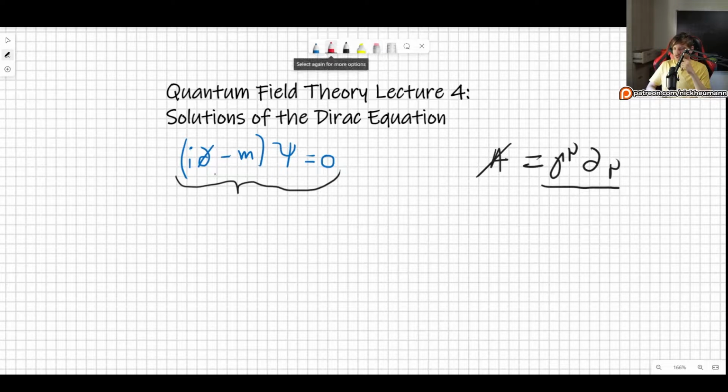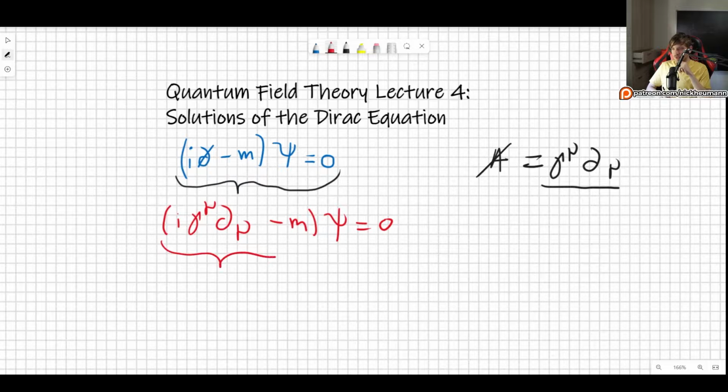What we have right here, we can simply expand as i gamma mu del mu minus m, psi equal to 0. We are simply plugging in the value for the derivative slash notation. Now, keep in mind that this entire thing is 4 by 4. We have this implicit identity matrix.